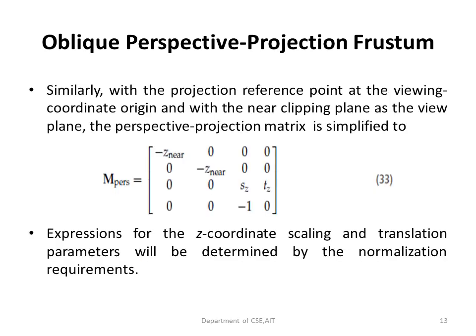So now we have the projection reference point at the viewing coordinate origin and also the near clipping plane as the view plane. Considering all these things, now we can compute the perspective projection matrix, which is given in equation 33. So we can see here the perspective projection matrix. It will have SZ and TZ as the scaling on the Z and the translation on the Z, along with minus Z near and minus Z near for the X and the Y value.